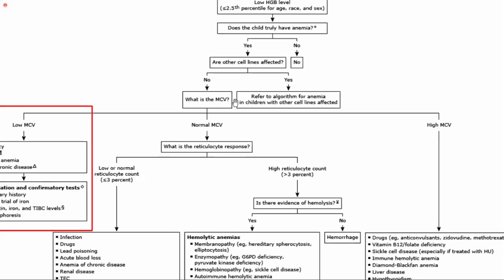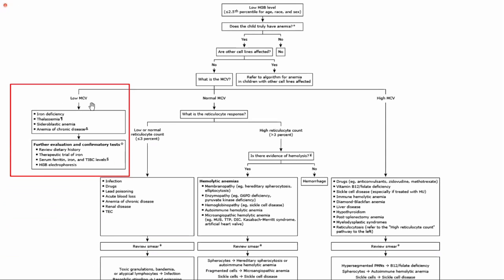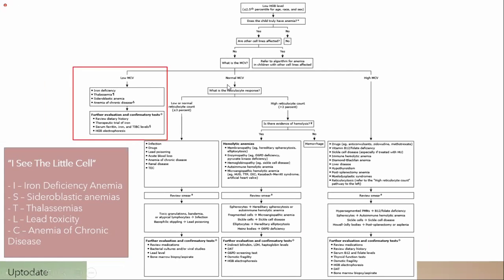If the MCV value is low, it is microcytic anemia, and there is a list of causes, and also for normal and high MCV. Normally in children, the common cause of anemia is microcytic anemia. So I'll be focusing more on this. What is the commonest cause of microcytic anemia?